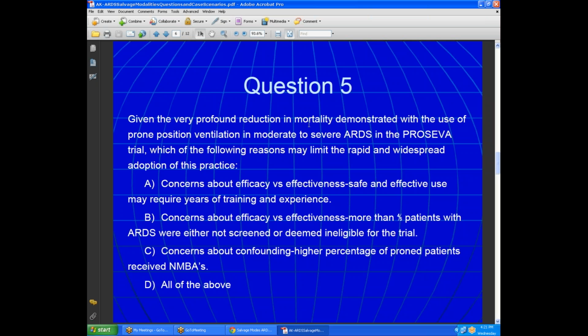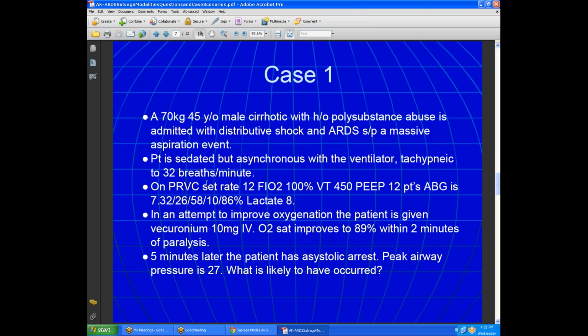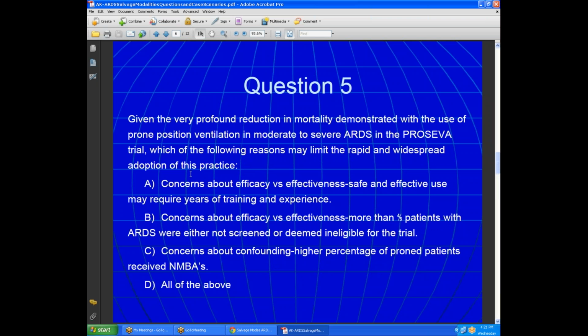Given the very profound reduction in mortality demonstrated with the use of prone position ventilation in moderate to severe ARDS in the PROSEVA trial, that latest proning positive trial, which of the following reasons may limit the rapid and widespread adoption of this practice? This is another one that would never be on the board. I just put it there.